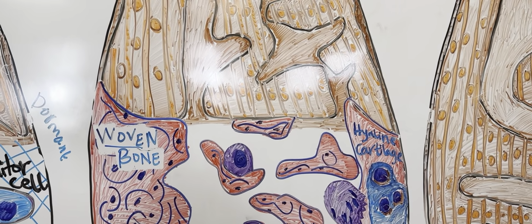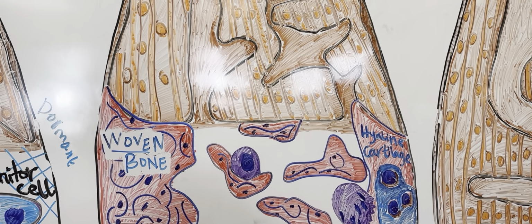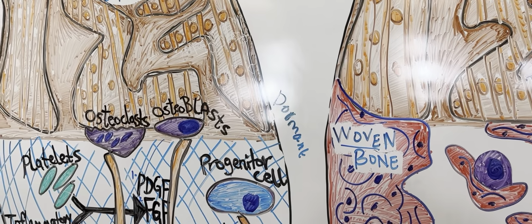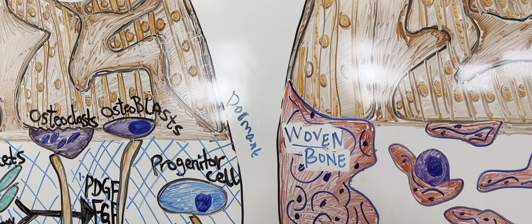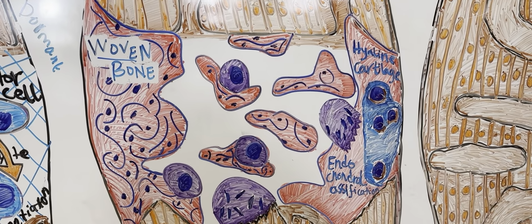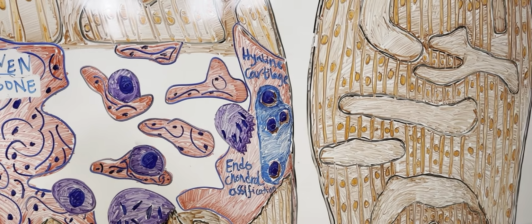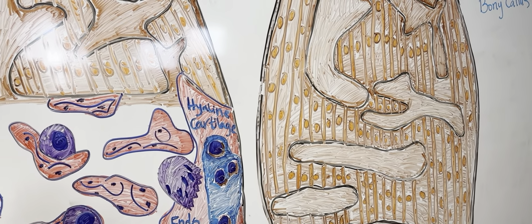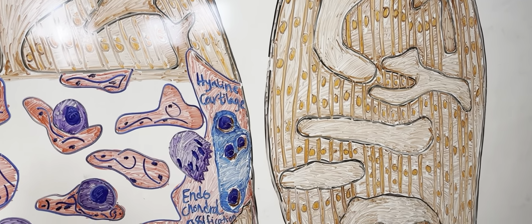And you have about 2 to 3 weeks after the injury. And we move from soft callus into the bone callus stage. And then you have the woven red bone that is later on going to be converted into bone tissue that is a completely healed bone.